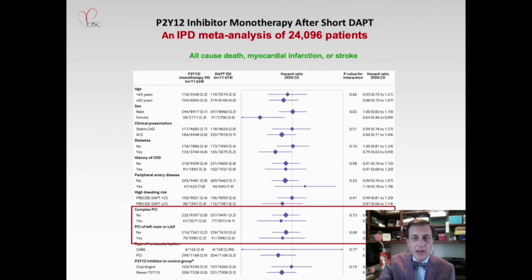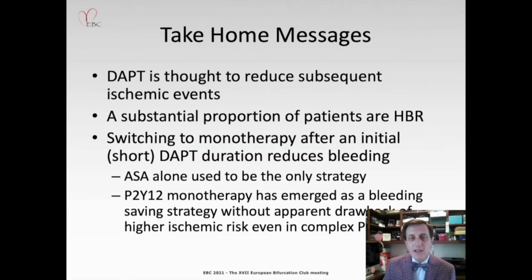Again, great safety profile. So in my take-home message, we know that DAPT is thought to reduce subsequent ischemic events. We also know that a substantial proportion of patients are at high bleeding risk, and switching to monotherapy after an initial short DAPT duration does reduce bleeding. At the same time, we no longer believe that aspirin alone is the only strategy. P2Y12 monotherapy has emerged as a bleeding saving strategy without apparent drawback regarding a possible higher ischemic risk, even in complex PCI, and clearly including bifurcation with 2 stents, a high-risk bifurcation, I would say, over 200 patients in TWILIGHT, over 400 patients in Global Leaders.